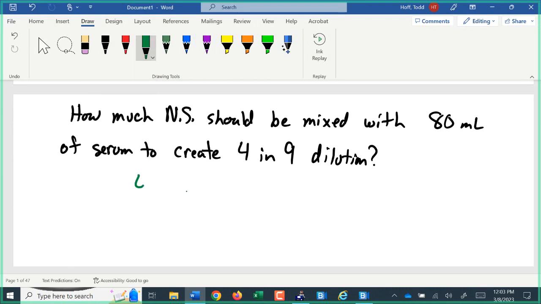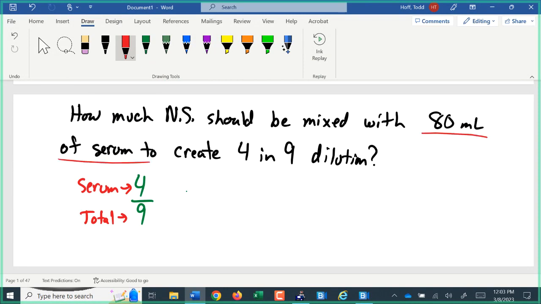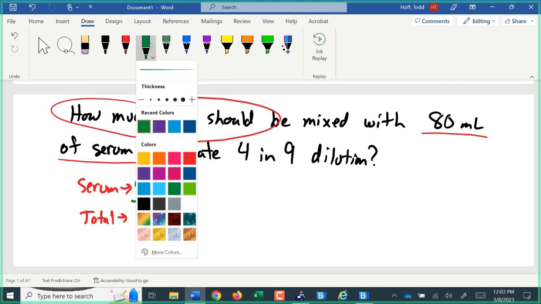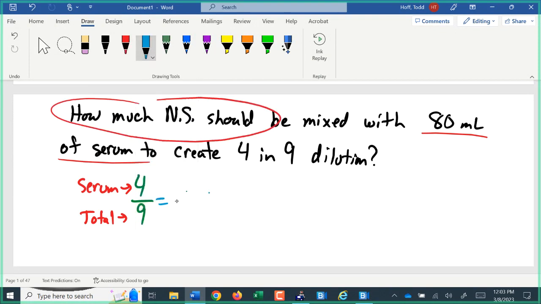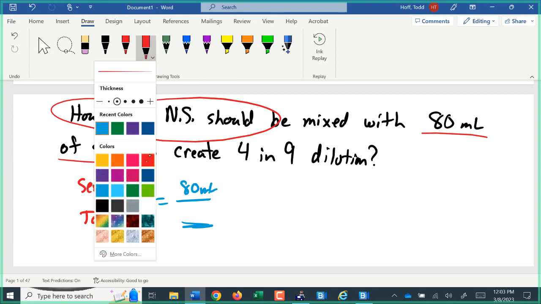So again, let's look at our dilution. We have 4 and 9 as a 4 to 9. The 4, once again, represents the amount of serum, and the 9 represents the total solution. Well, we have the serum, we have the 80 milliliters of serum, but we're not looking for the total. We're looking for how much saline. Now, once again, here we could just put in the 80 milliliters, cross multiply and divide to get the total, and we could subtract to get the saline.